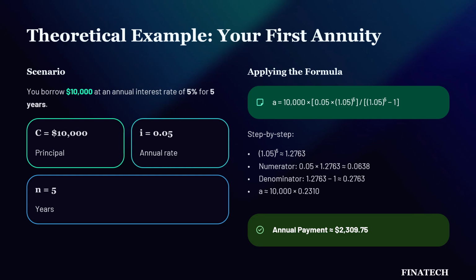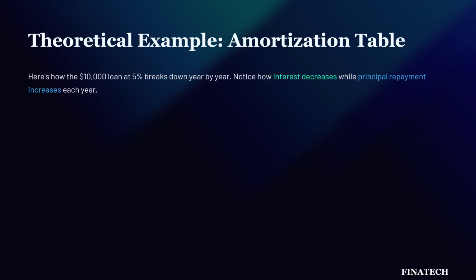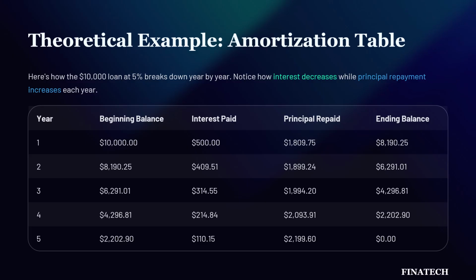Let's continue. Let's take a real world example. After this breakdown, the table shows us the theoretical example of an amortization table. You see it, the $10,000 loan at 5%.